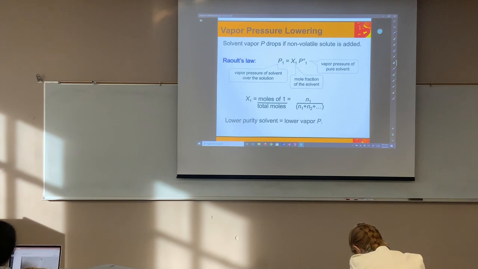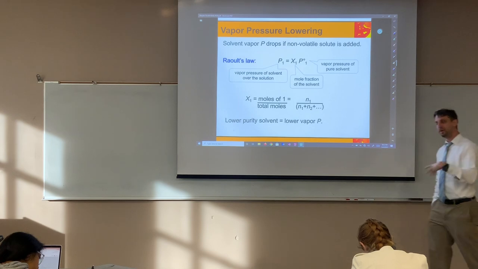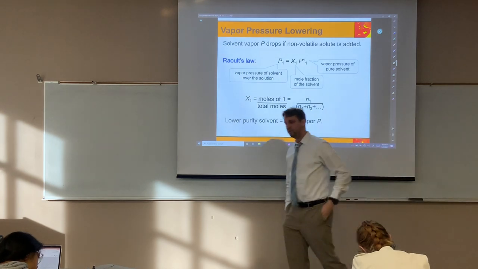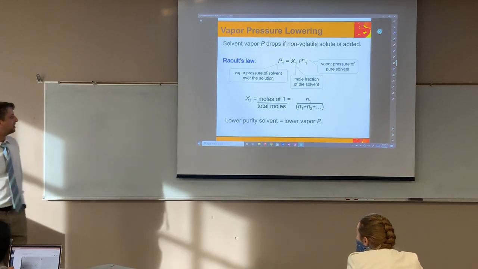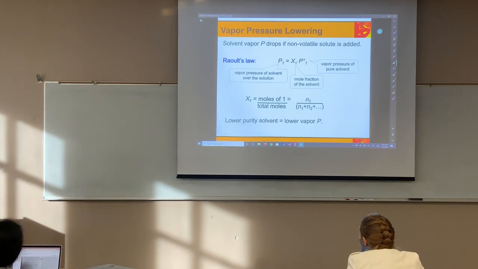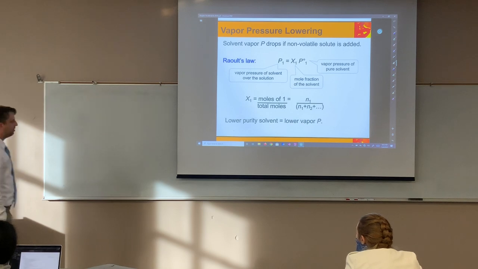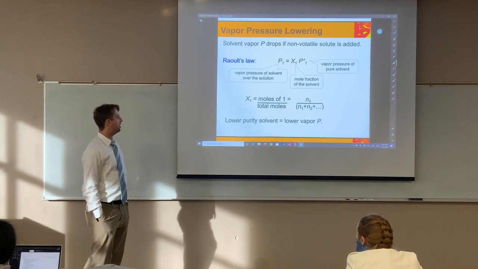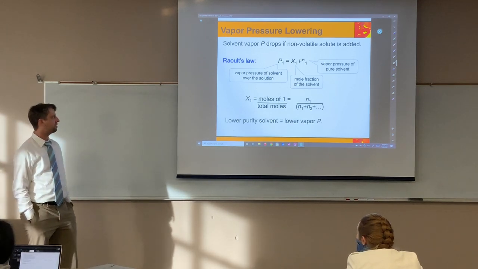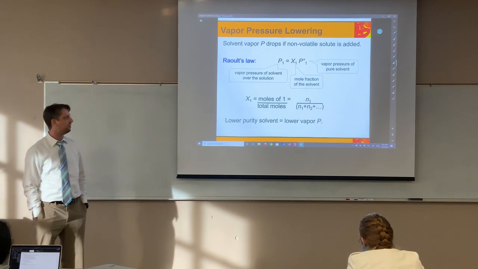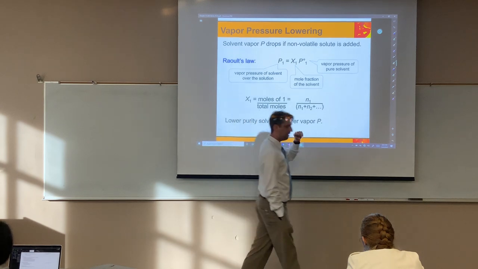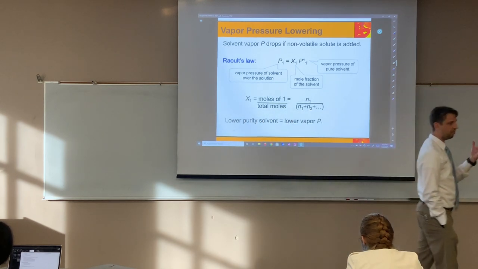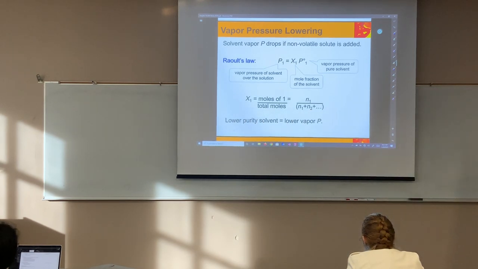Vapor pressure lowering. We talked a little about vapor pressure and how that relates back to the boiling point and what the technical definition for a boiling point is. But there is a Raoult's law here, which is a simple expression. The vapor pressure of a solvent over the solution is equal to the mole fraction times the vapor pressure of the pure solvent. So we have a way of examining the vapor pressure as we start to dissolve things into a solution.